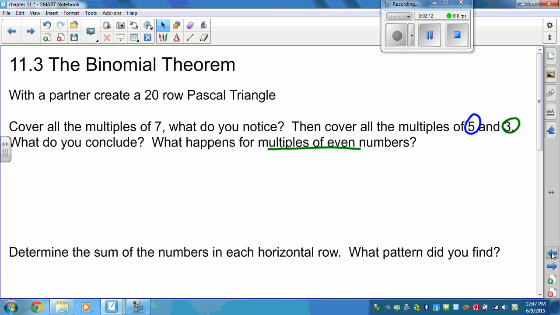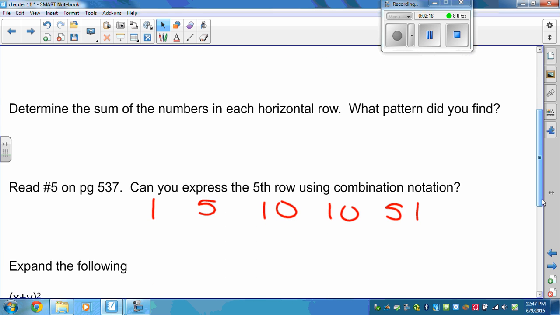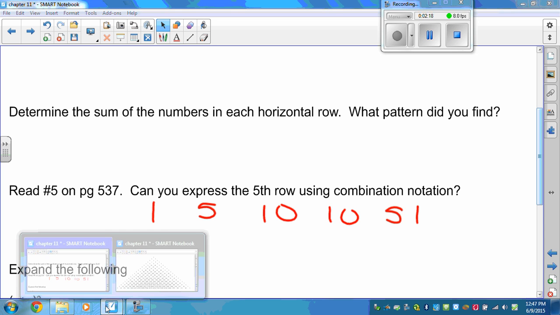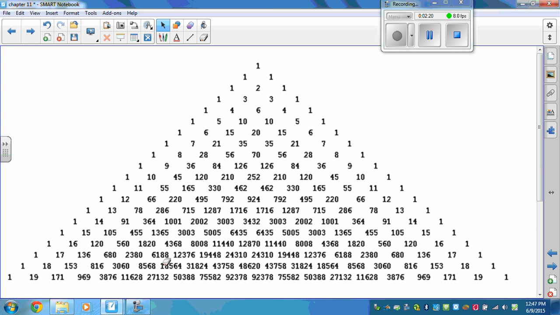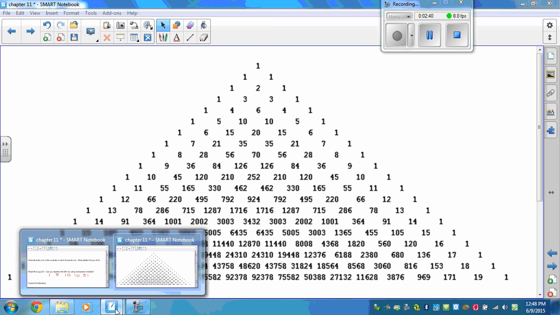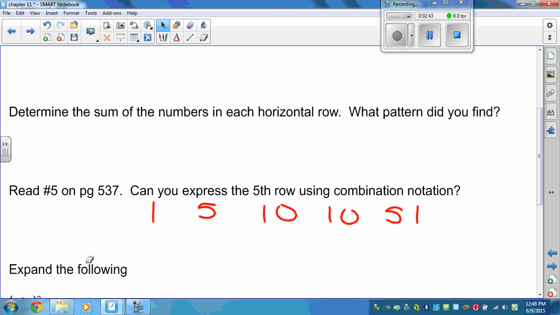Next question it asks you to do is determine the sum of each horizontal row. What pattern do you find? So horizontal means straight across. So when I add each row, that's 1, 2, 4, 3 and 3 is 6, 7, 8. What sort of pattern do you notice as we keep adding? What does it keep going up as?